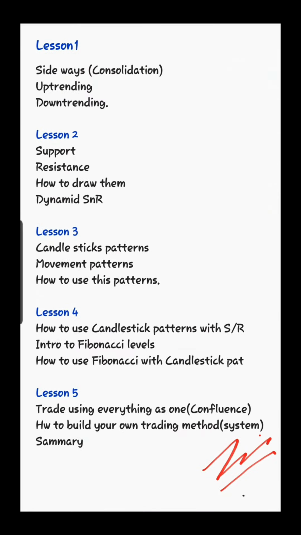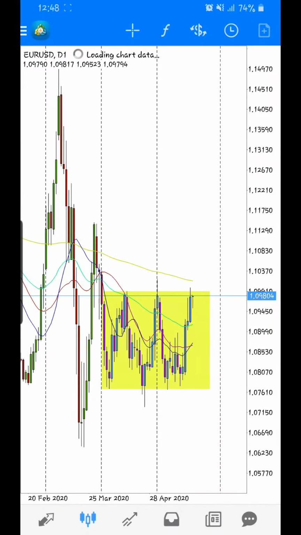In the first lesson we already covered the types of movement that the market can give you: the sideways consolidation, an uptrend and a downtrend. Today, like I said, we're going to look at support, resistance, how to draw them, and then how to see what is dynamic support and resistance. So without wasting too much time, let's just get into it.